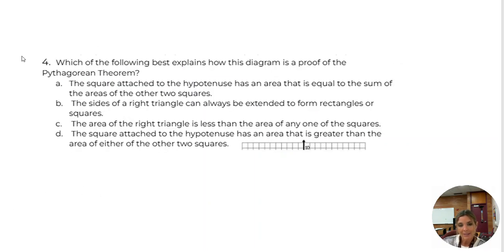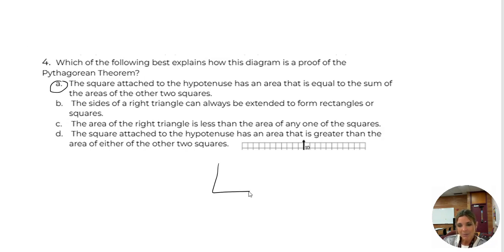Okay, and then the last one on this section, which of the following best explains how this diagram is a proof of the Pythagorean theorem? The square attached to the hypotenuse has an area that is equal to the sum of the areas of the other 2 squares. So it should have been that one.